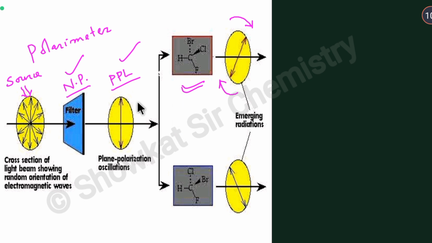If the PPL light rotates towards the right, that means in the clockwise direction, then it is known as dextro. So this is your dextro isomer. It is represented by small d, or you can also represent it by a plus sign. So this is small d. It is totally different from the capital D and L nomenclature.